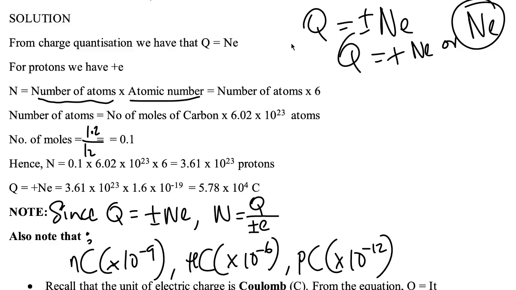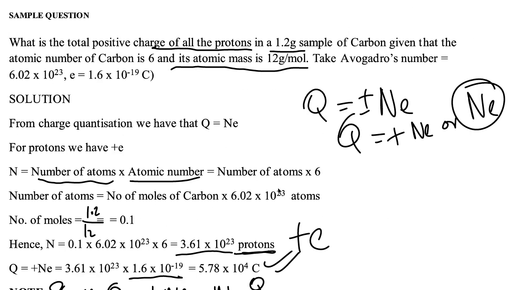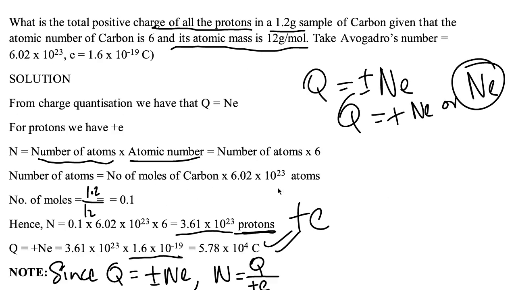So that is the N, and then multiply by what? e, because each of these protons has what? Plus e. If it was electrons you were asked for, you multiply by minus e. So when you now multiply 3.61 times 10 to the 23rd by the constant, which is 1.6 times 10 to the negative 19, what will you be having? 5.78 times 10 to the power 4 coulombs. And this is the what? The charge, the total positive charge of all the protons in a 1.2 gram sample of carbon.